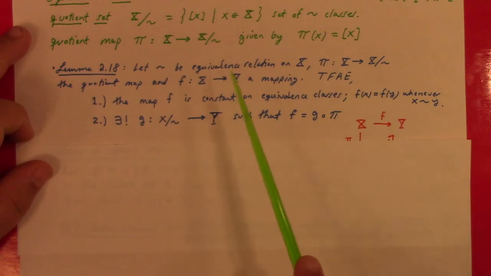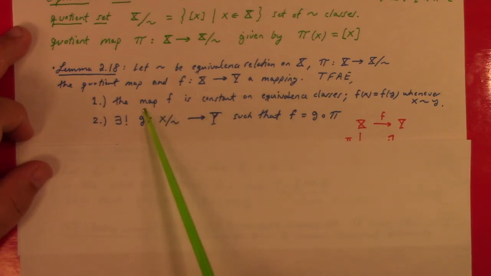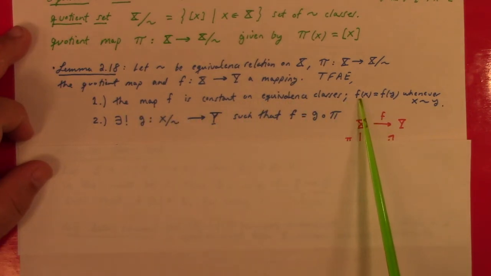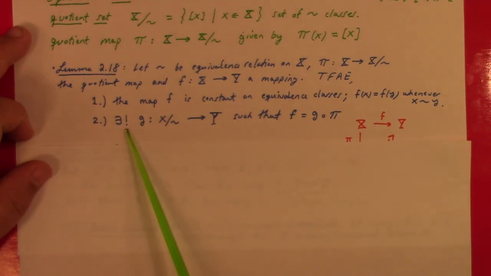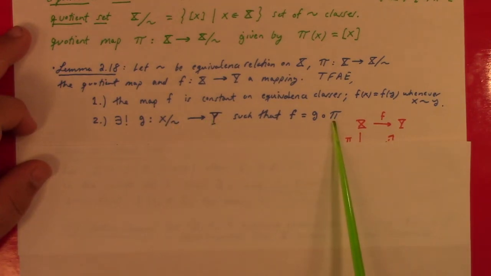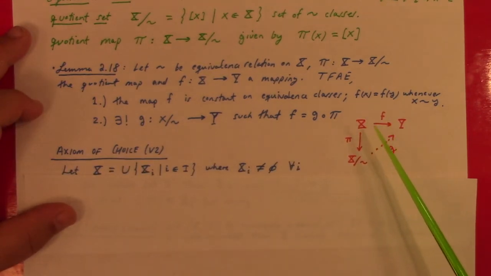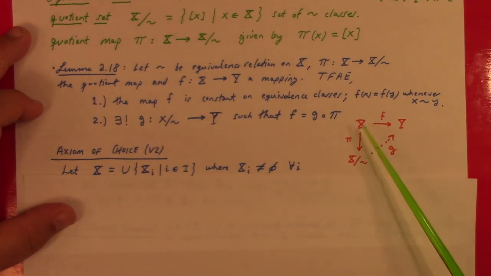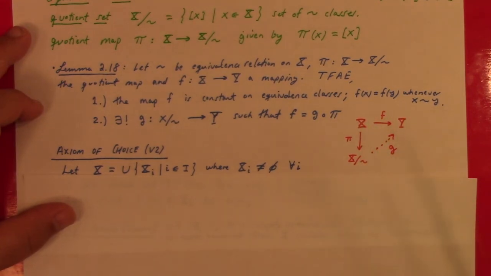on x and the projection, the quotient map, pi, and a mapping f, then the following are equivalent. 1, the map is constant on equivalence classes: f of x equals f of y whenever x is equivalent to y. And 2, there exists a unique mapping G from the set of equivalence classes to y, such that f is equal to G composed with pi. Here's a picture of it. The first shall come last, so we go pi and then G, or we can go f either way to get from x to y.